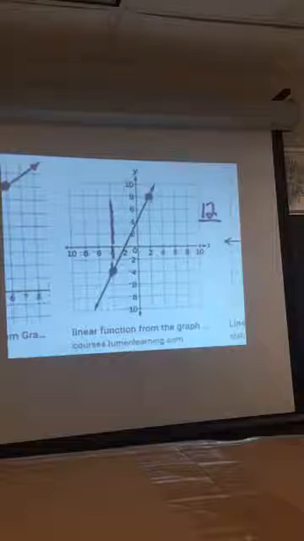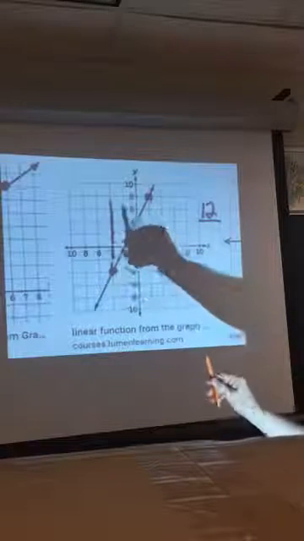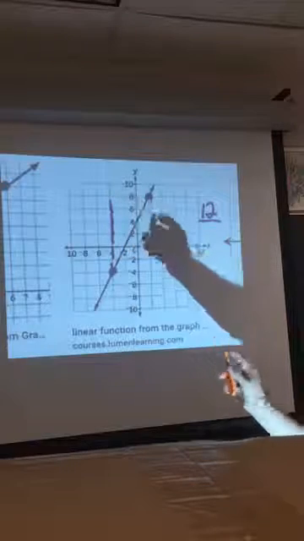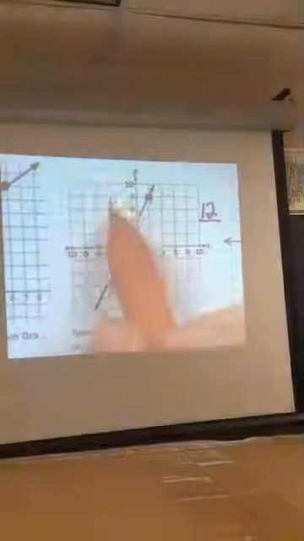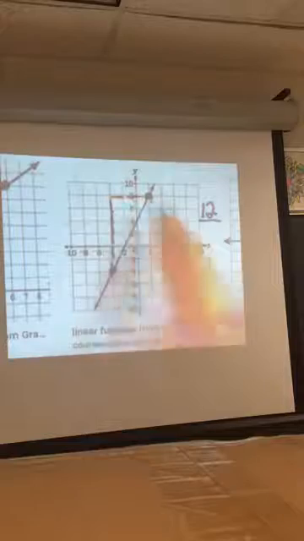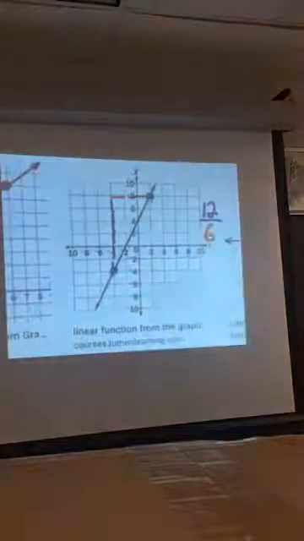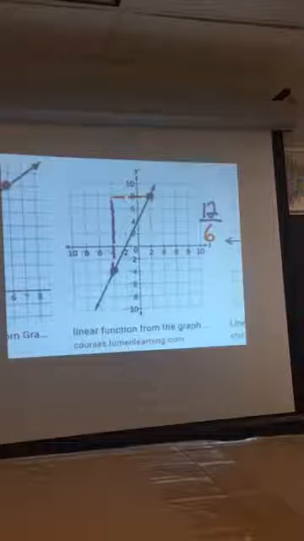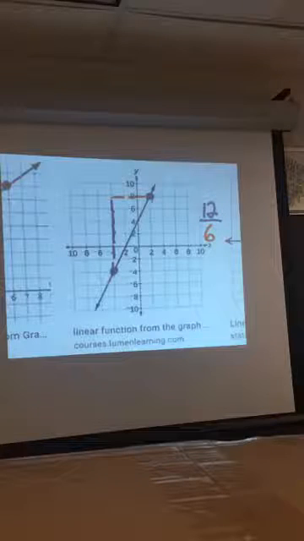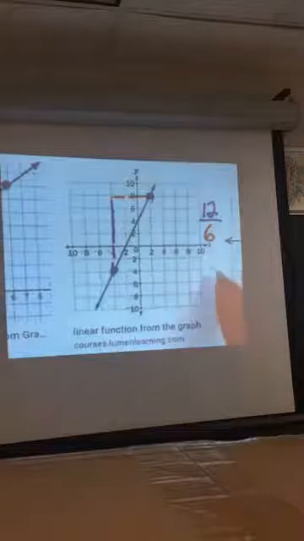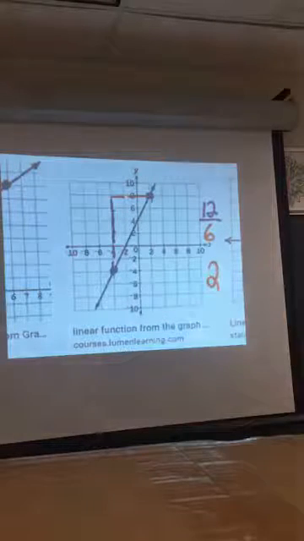The run, your left and right. So each of these is also 2. 2, 4, 6. So we got a slope of 12 over 6. You always want to reduce. In this case, 12 over 6 reduces nicely because 12 over 6 is simply 2. So the slope of this line is 2.